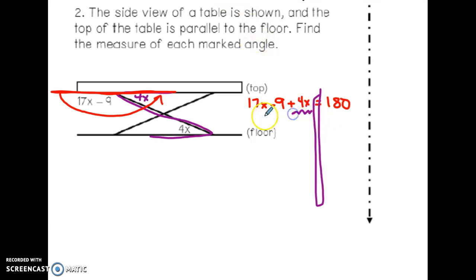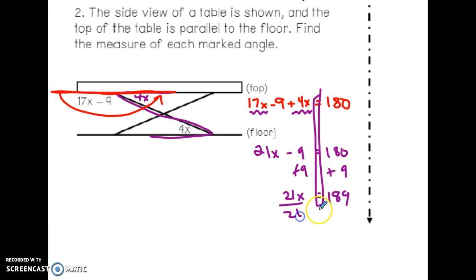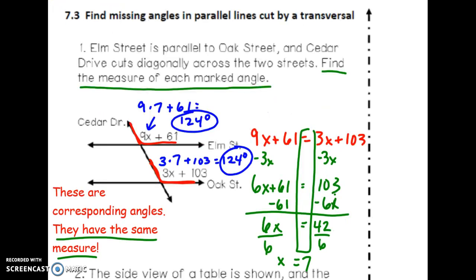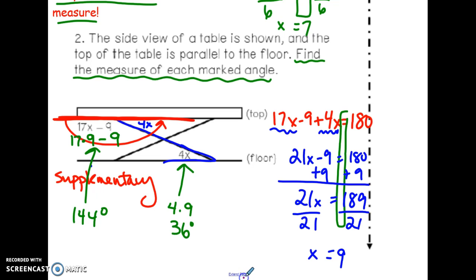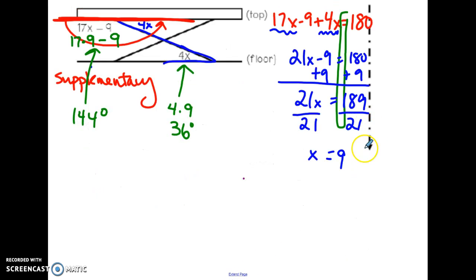This time you're going to combine these like terms, so that does give you 21 x's. And we can move our 9. 189 divided by 21 is going to be our last step. So I think I have this completed on my next slide. There it is. X equals 9.